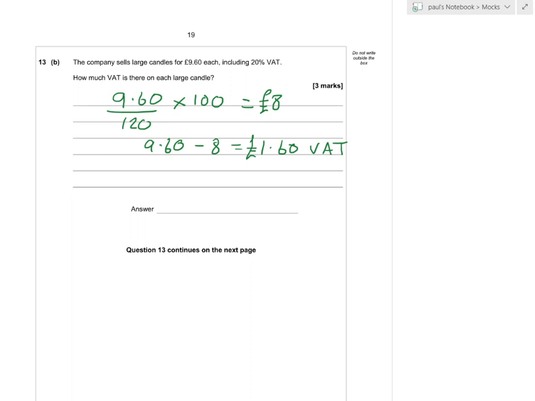Hang on, just wait a minute. Where's my cursor gone? Oh, there it is. Got stuck. Right. Okay.